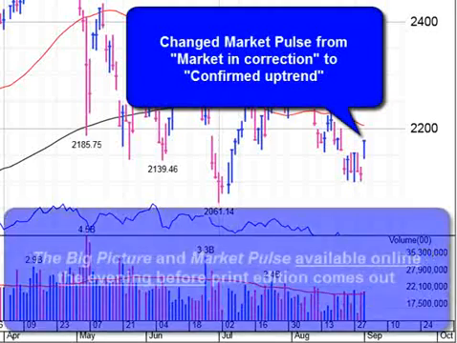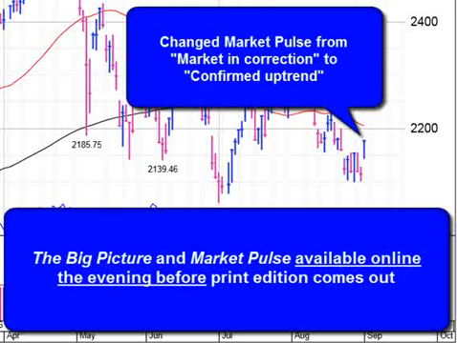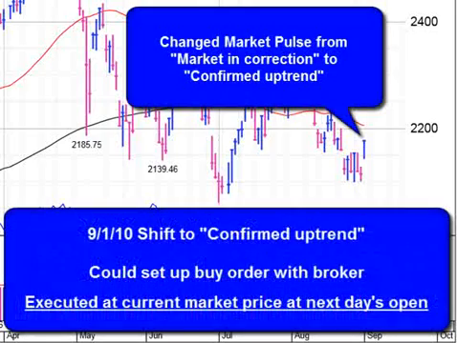The big picture and market pulse are available online the evening before the paper comes out, so it's a good idea to check for any changes to the outlook each night online. When you saw this change on September 1st, you could have set up a buy order for the Qs with your broker. That would get executed at the current market price when the market opened the next day.